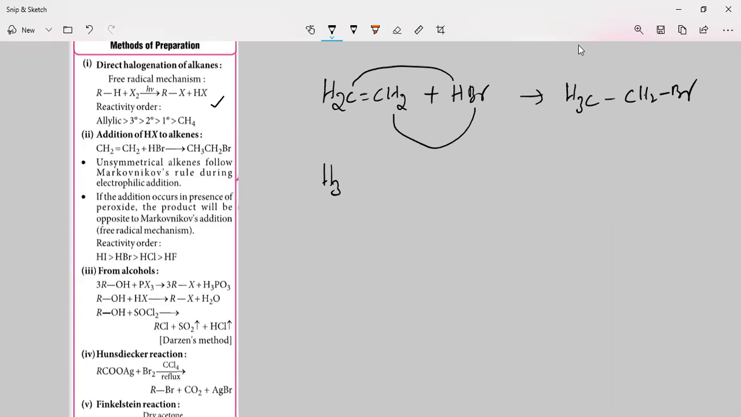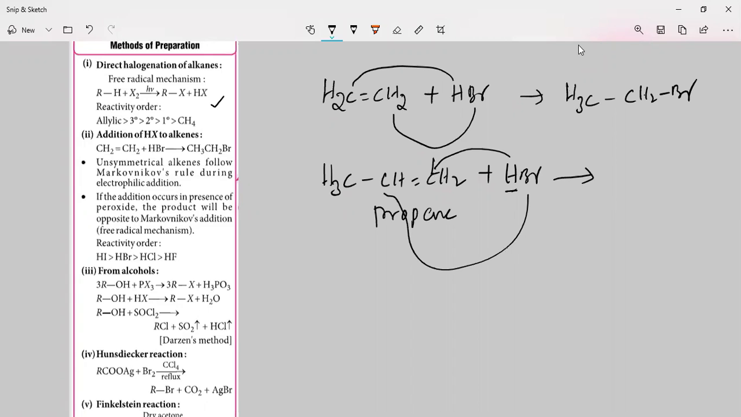CH3CH=CH2. I am taking an unsymmetrical alkene called propene. Right, this propene upon addition with HBr, what happens? Under no peroxide catalyst, this hydrogen will go to the carbon which has more hydrogens, and bromine will attach to this carbon. And thereby what you are going to get here is CH3CHBrCH3.